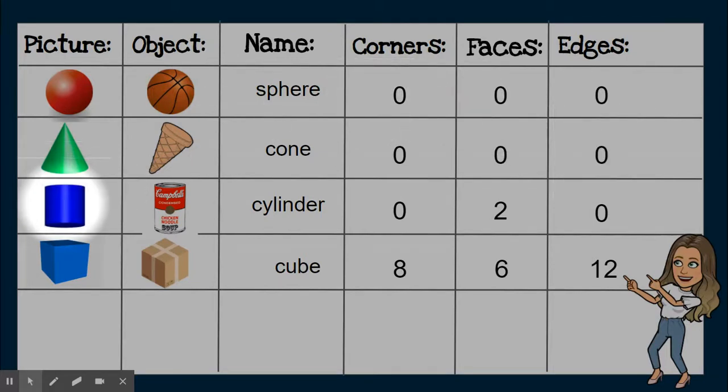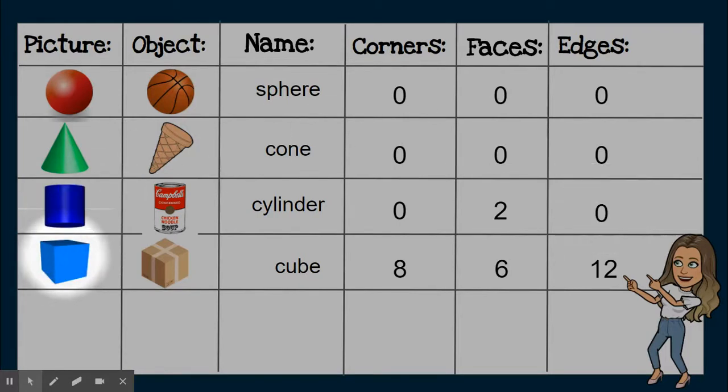Now, what's the name of this shape? Yeah, it's a cylinder. An example of a cylinder that you could find in real life is a can of soup. How many corners does a cylinder have? Yep, it has 0 corners. And how many faces does a cylinder have? It has 2 faces. And how many edges does a cylinder have? Yep, a cylinder has 0 edges. Good job.